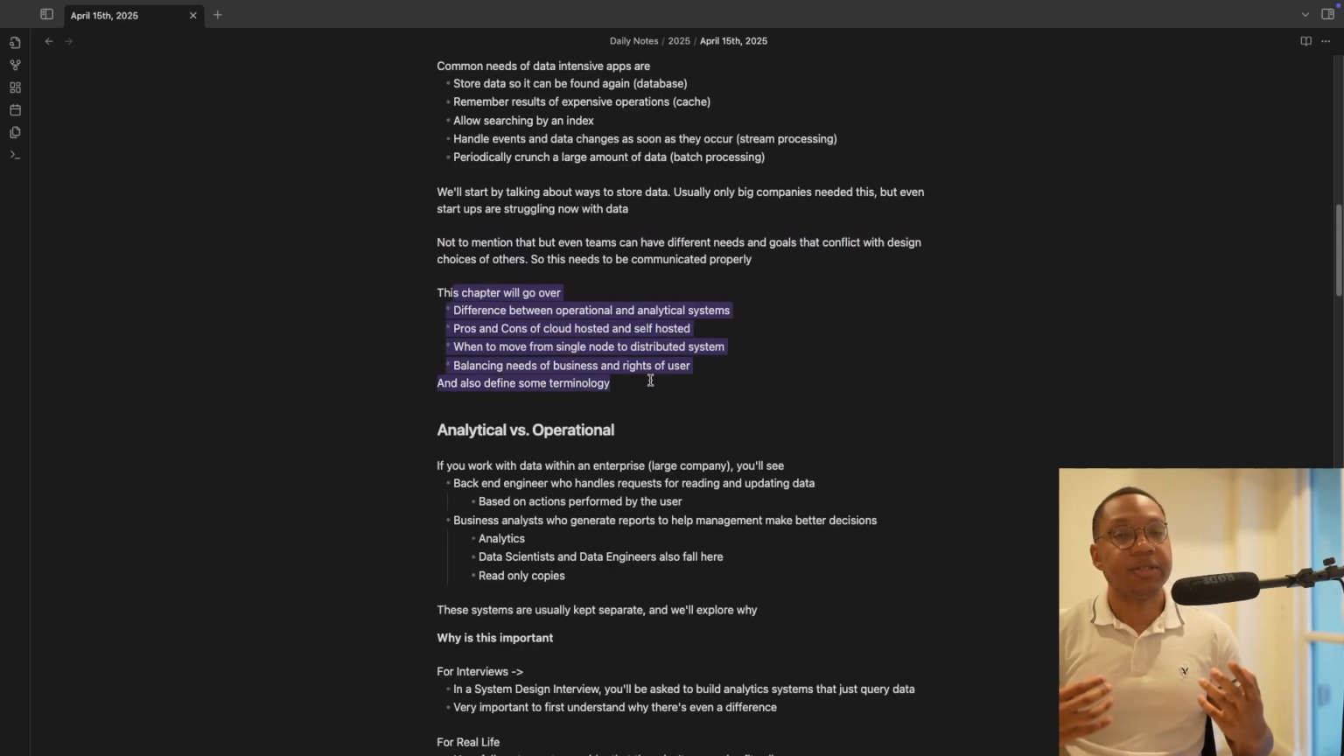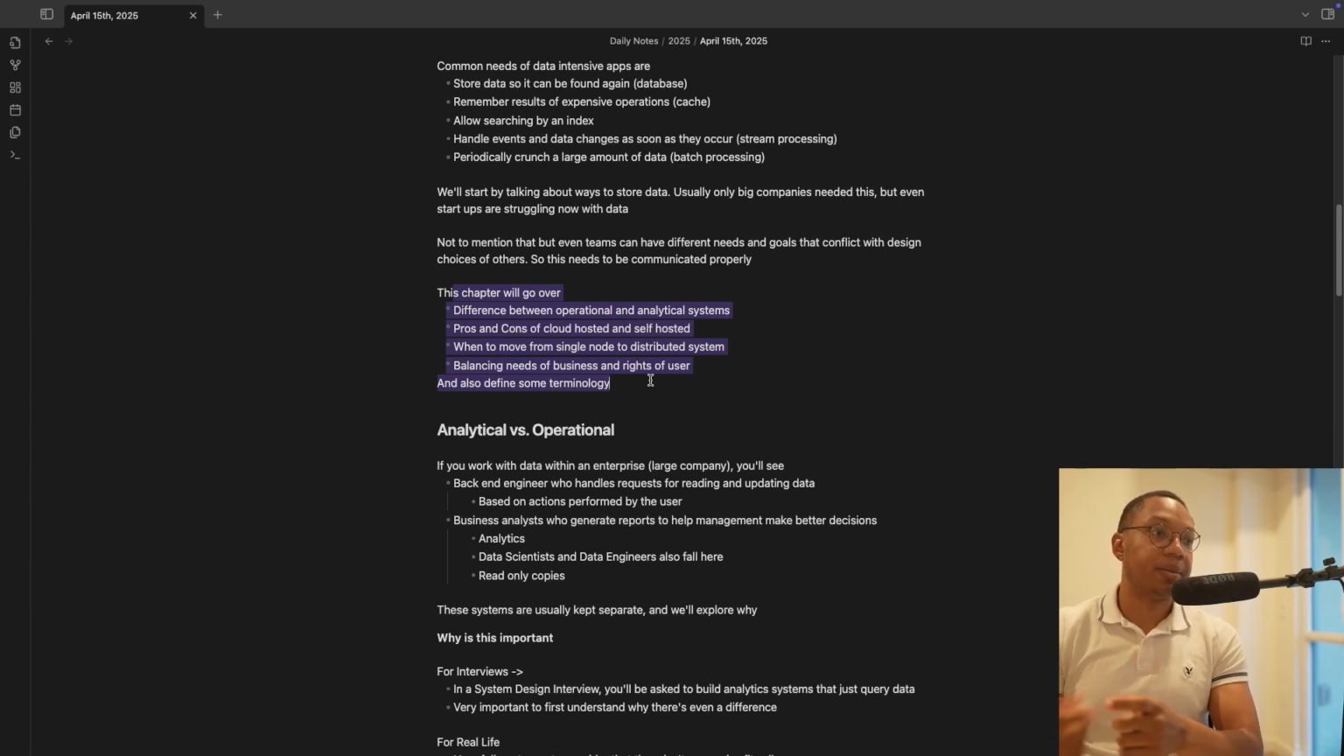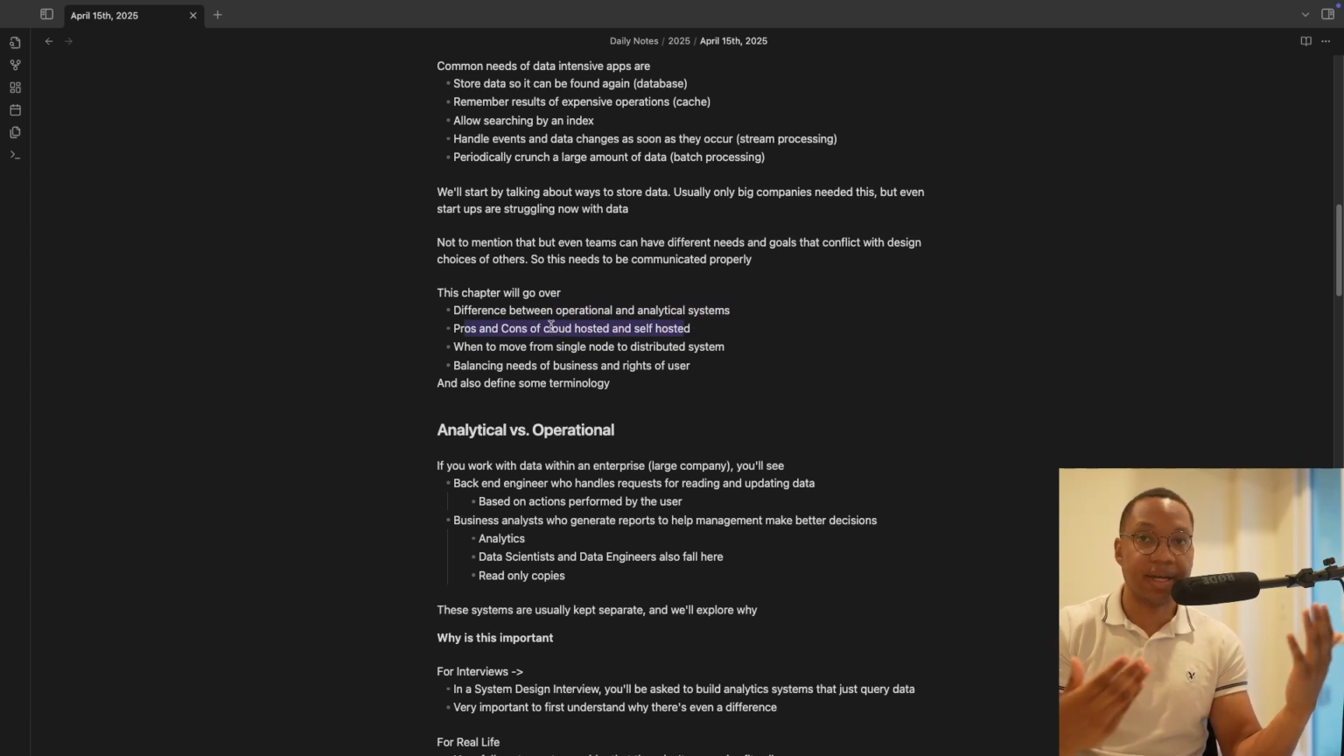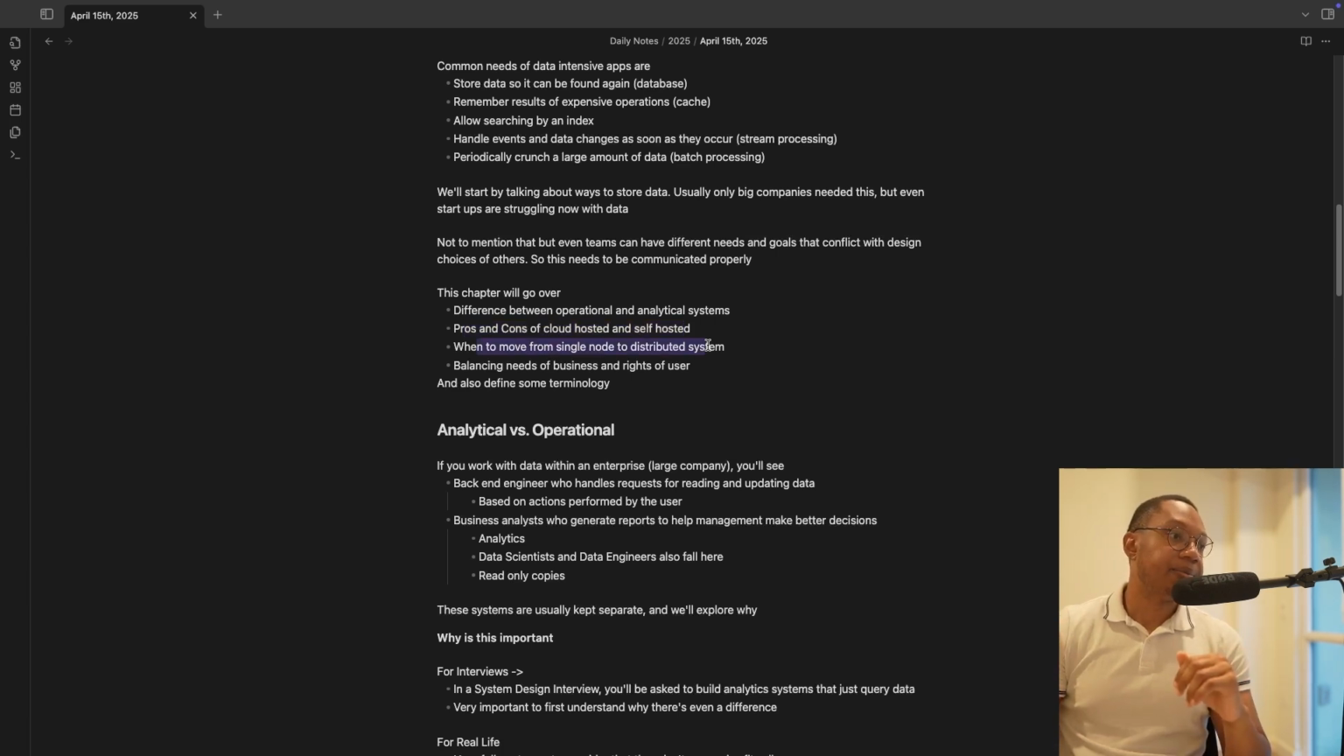So overall, the first chapter of his book is just going over, okay, what's the difference between operational and analytical systems? There are two types, or styles, of data. After that is, okay, what is cloud computing? Why are we using cloud? Why is everyone talking about AWS and Google Cloud and Azure? Then the second thing is, what if we just host it ourselves? What are the pros and cons of doing that? And when do we go from one node, which he calls a node, I would call this a server, to hundreds of servers?